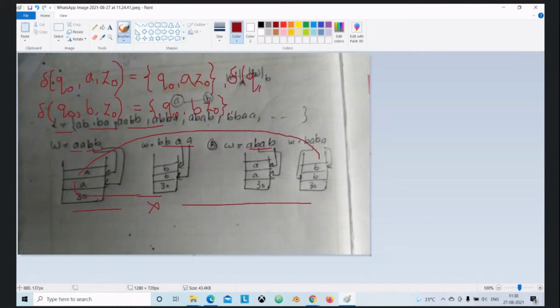So in the state Q naught, we can read an A and the top of the stack is A. Okay, this is possible. So what we need to do in this case? We should push into the stack, or not? No, sir.